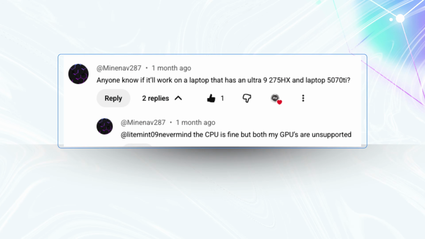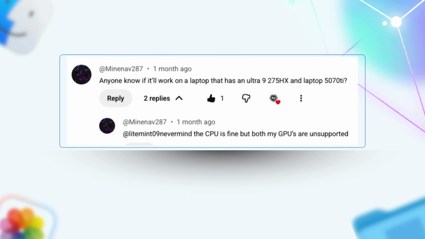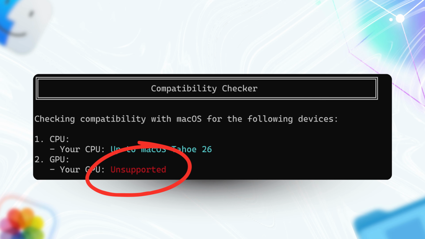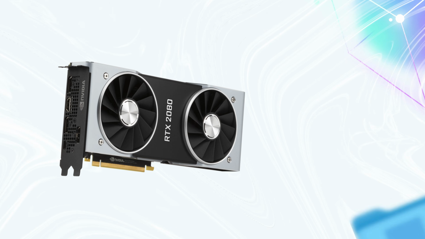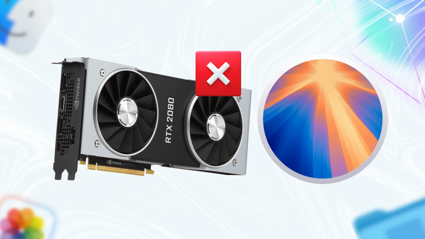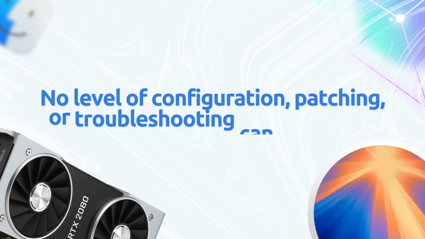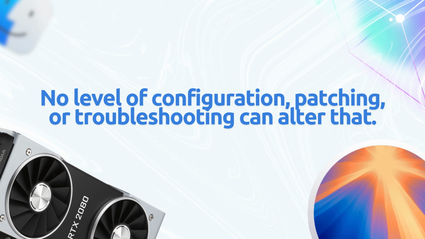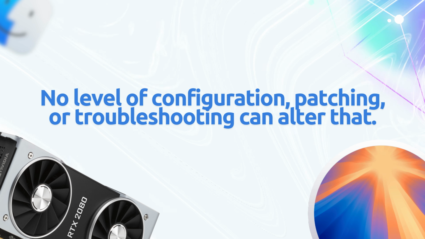When OpCore Simplify hardware checker reports a GPU as unsupported, that label has a specific meaning. It is not a bug and not a setting that can be adjusted. It means Apple never wrote a macOS driver for that GPU, and because of that, the GPU has never worked with macOS and never will. No amount of configuration, patching, or troubleshooting changes that, since there is no driver in existence to enable it.